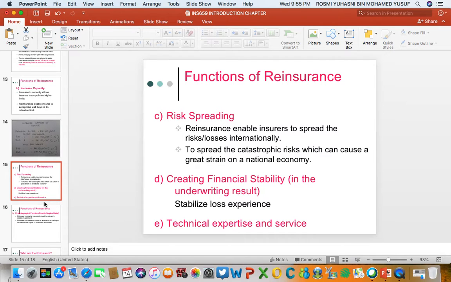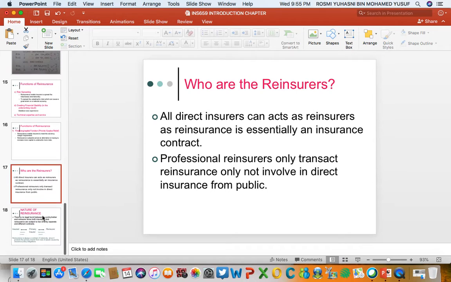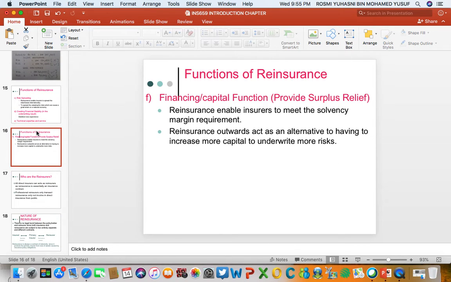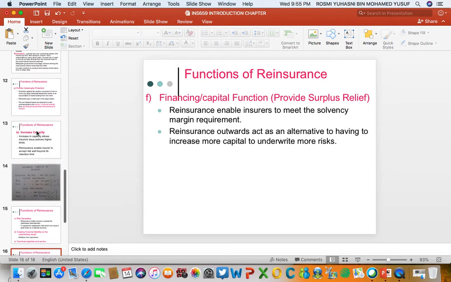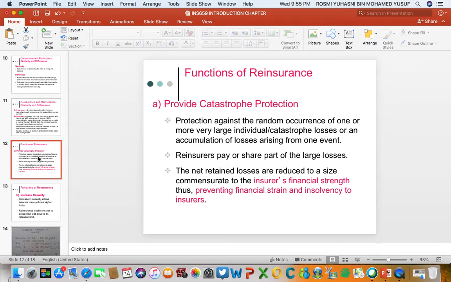Oh, sorry, there are six functions. So the last function is about what we call to provide surplus relief. Okay, so we go through each one by one. Number one is to provide catastrophic protection.